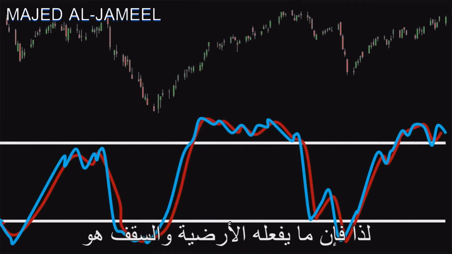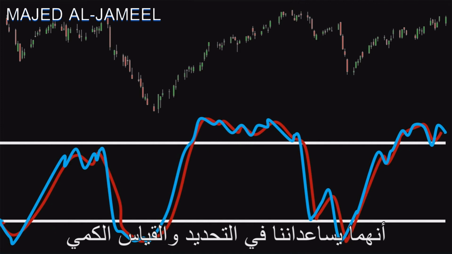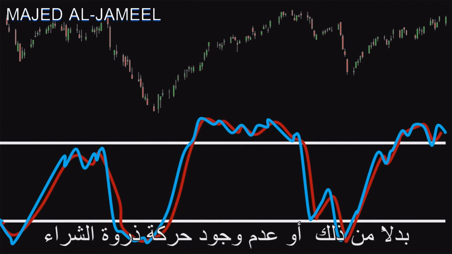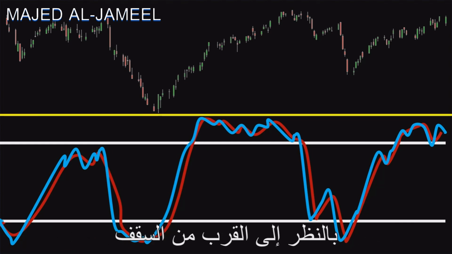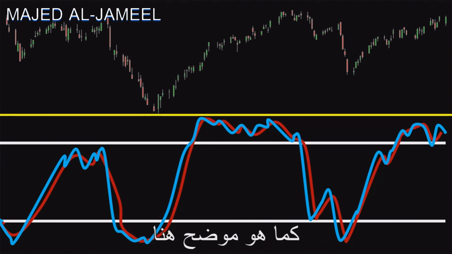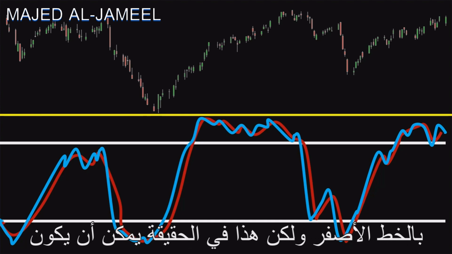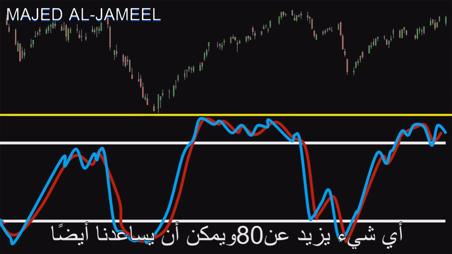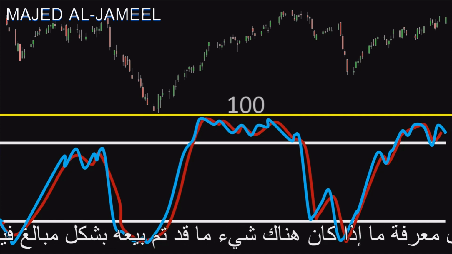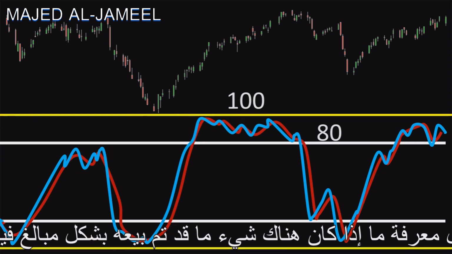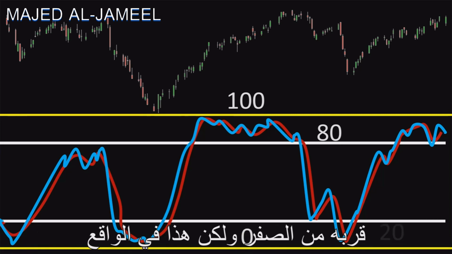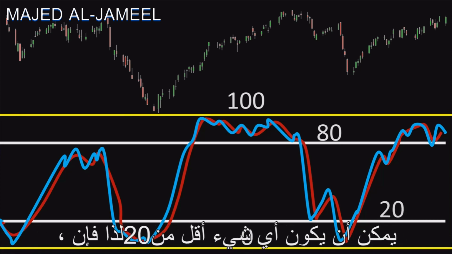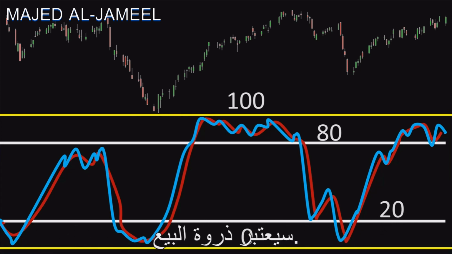So what the floor and the ceiling do is they help us to define and quantify whether or not a move is overbought, meaning that the price is too high, by looking at the proximity to the ceiling as illustrated here by the yellow line. But really this could be anything over 80. And it can also help us by seeing if something is oversold. So we see if something's oversold based on its proximity to 0, but really this could be anything less than 20. So anything less than 20 on the floor would be considered oversold.